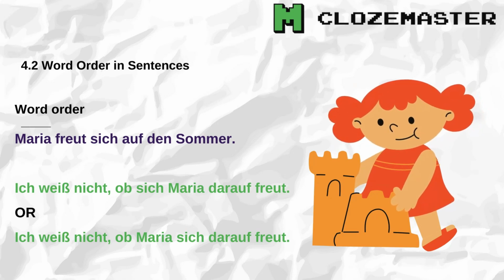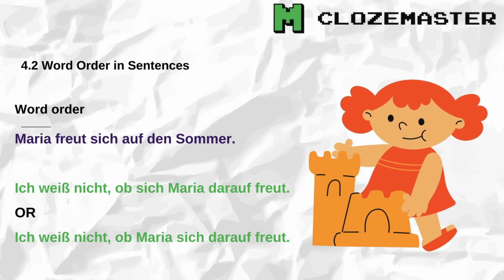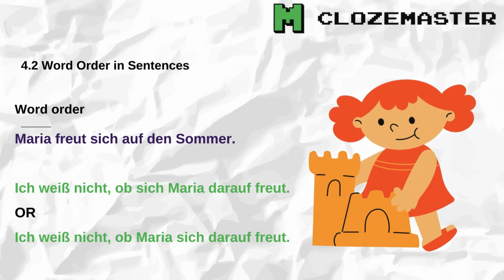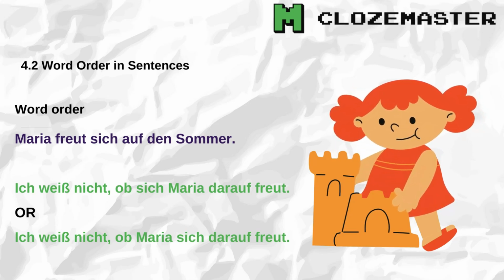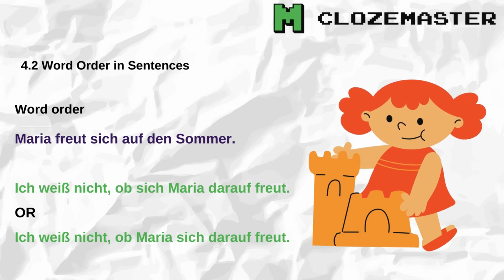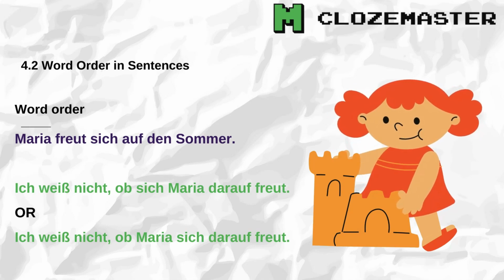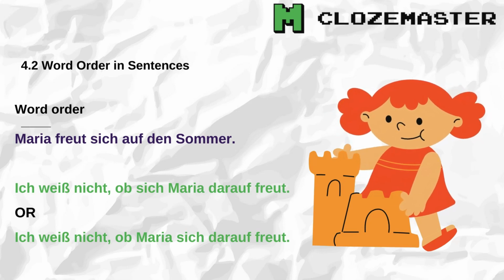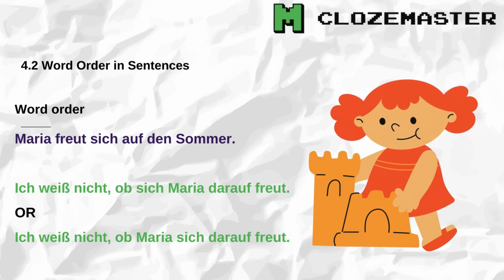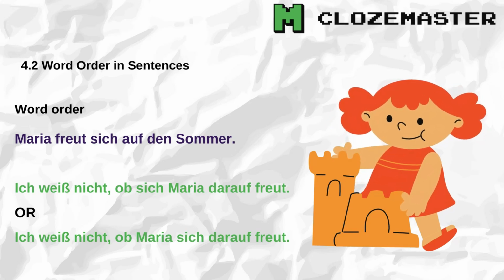That's where it belongs. But what happens when it's a Nebensatz, a subordinate clause? Here we have two options. First option, ich weiß nicht ob. So this is the beginning of the Nebensatz. Ob introduces a subordinate clause, and what a subordinate clause really means is that the verb must be at the end, at least in German. Ich weiß nicht, ob sich Maria darauf freut. Or, ich weiß nicht, ob Maria sich darauf freut.